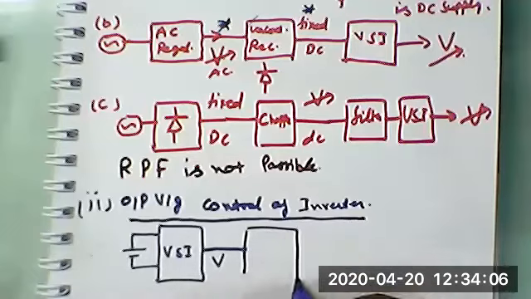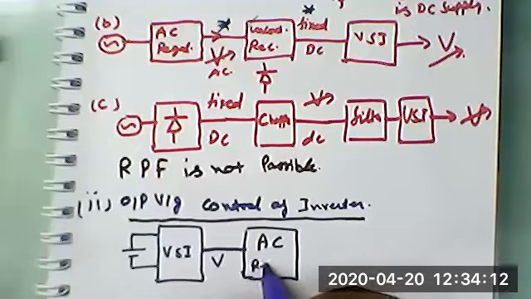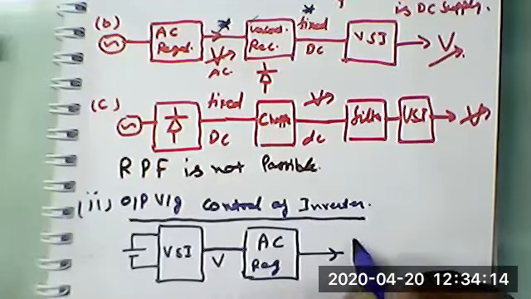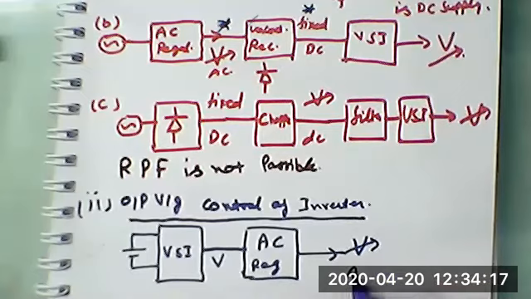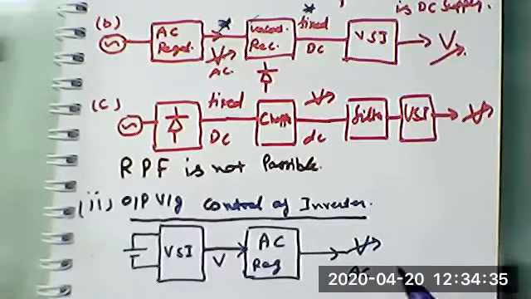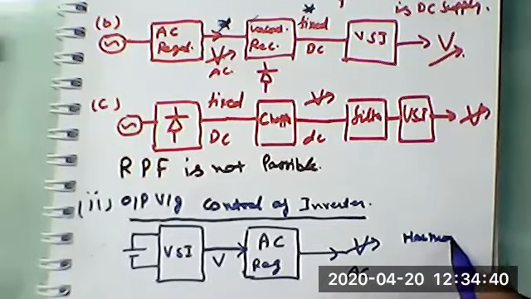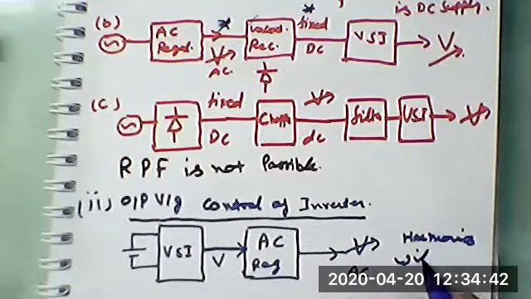Now here you can apply an AC regulator. Now you will have variable AC voltage. Your voltage source inverter will give you a fixed value of voltage because this DC is fixed, and by applying this AC voltage regulator you can have variable AC, right? Of course, all harmonic problems will be there.